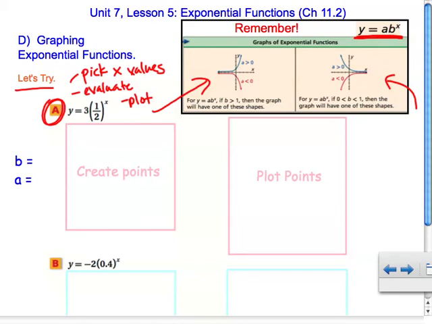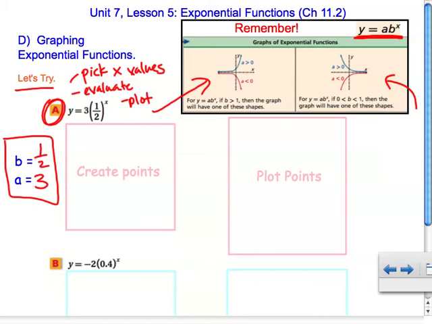So A is, hopefully everyone's saying it at home, A is 3 and B is 1/2. I like to write that down. It helps me to see what kind of graph I'm going to have show up. So if A is positive, I must have one of these blue ones in my chart here, but B is a half.